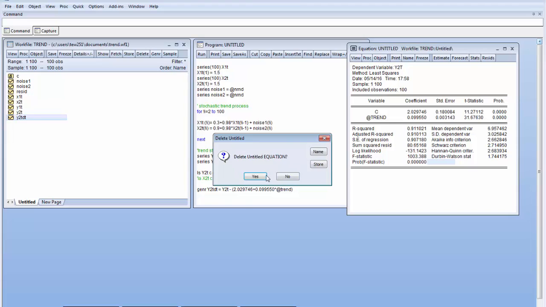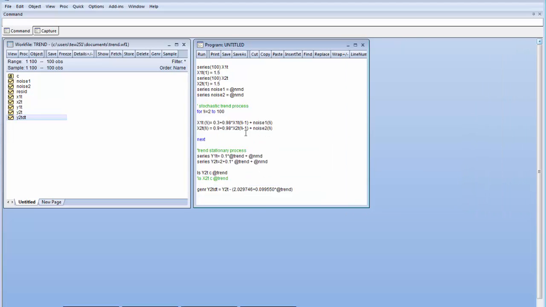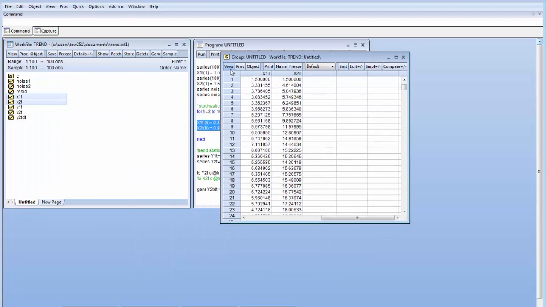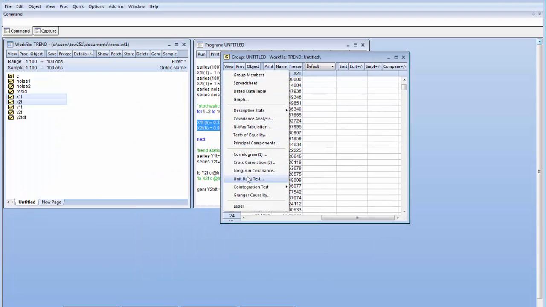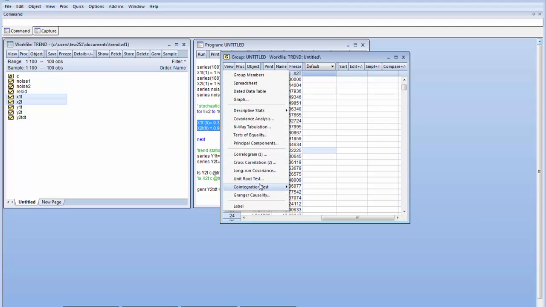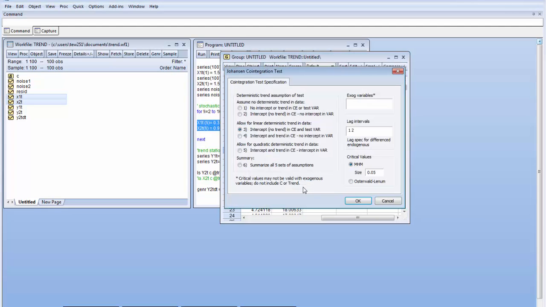Right, close it. Next, we now have the stochastic trend processes, x12 and x22. Let's open them as a group, and we know they are unit root, or at least near unit roots. We can do unit root analysis, but we don't need to. In the interest of time, we go and do the cointegration test.